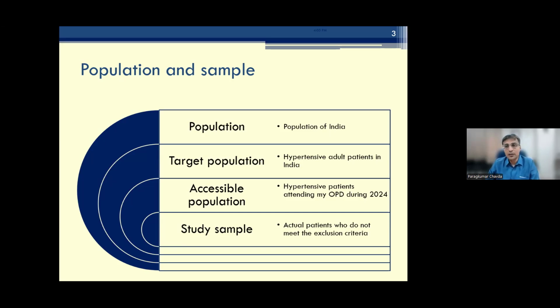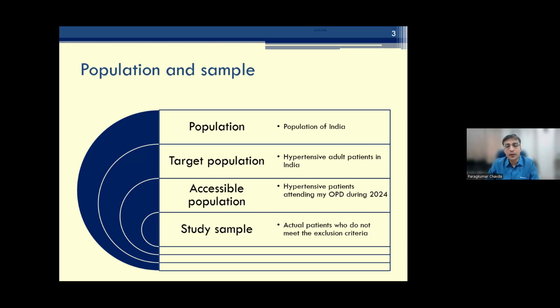The concept of accessible population is helpful to draw the sampling frame. We might not, let's say, take up everyone who is a hypertensive patient and attending my OPD during 2025. If my sample size is small, I might take only some of them and not even all of them. So we make our sampling frame from our accessible population.